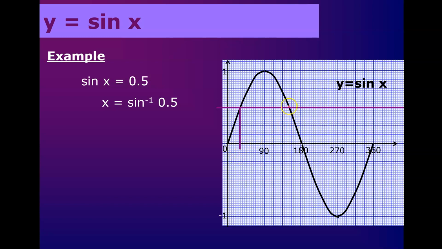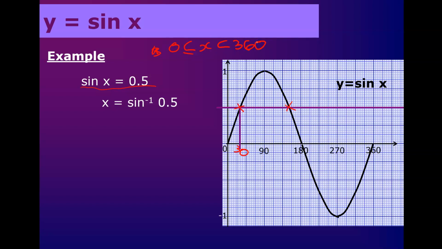But you also notice we've got a point here. So that's 30 degrees. We did inverse sine of 0.5 and that's 30. But actually we've got this value here. So there are two answers to this equation between 0 and 360. You would have something like this written out.